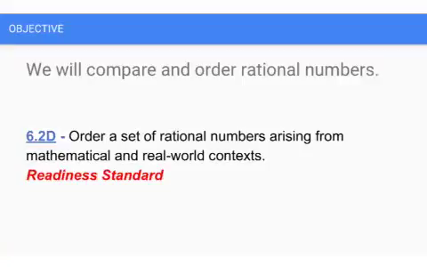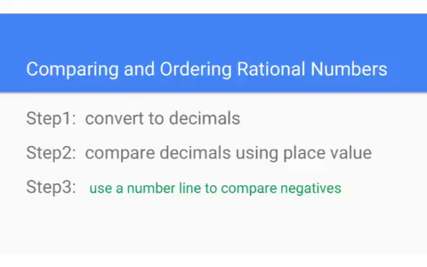The purpose of this video, or the objective, is to compare and order rational numbers. We've talked about the different forms of rational numbers, so today we're going to compare them and place them in order using a number line. You can see here that the student expectation 6.2D says that we need to be able to order a set of rational numbers arising from mathematical and real-world contexts, and this is a readiness standard, so we need to be fully prepared for these types of questions.